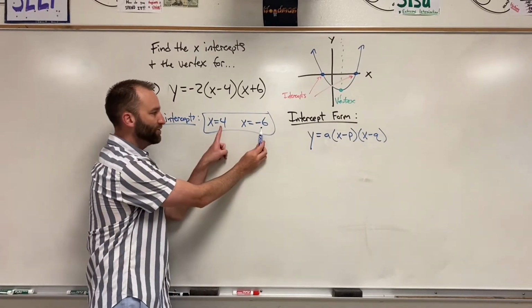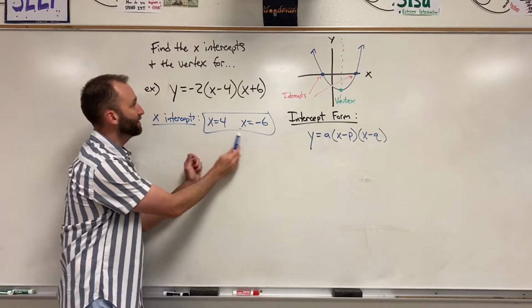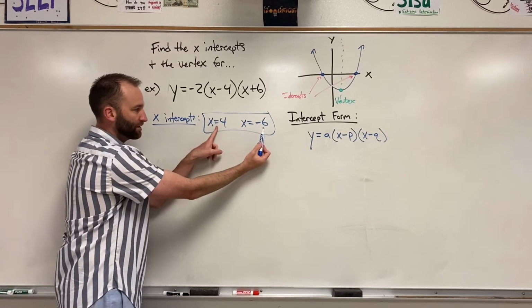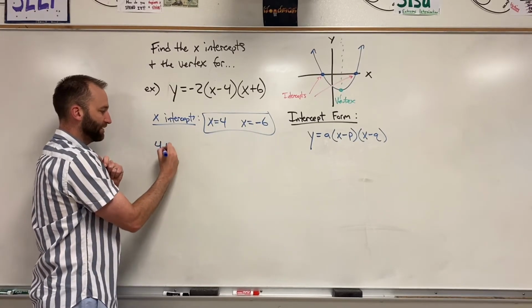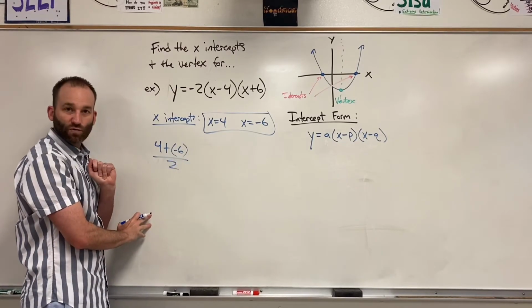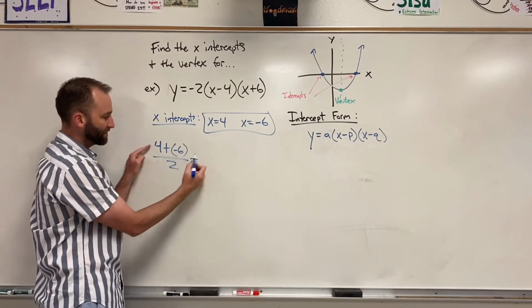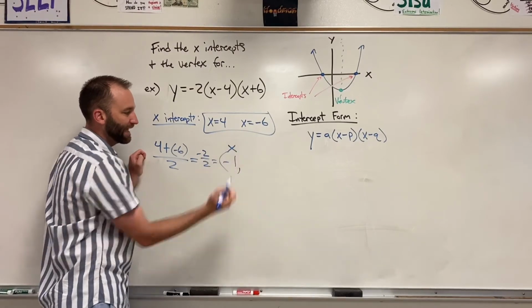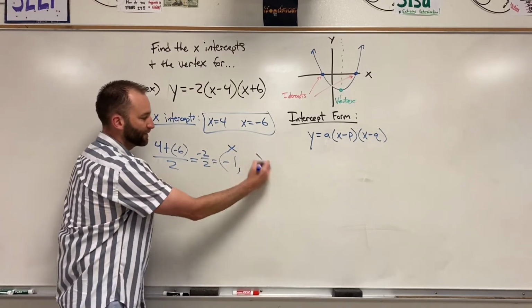But now I want to know where the middle of these 2 points is, to be able to locate where the vertex is. So let's find the middle of these 2 points. We're going to add them together. I've got 4 plus -6 and then divide by 2. This gives me -2 divided by 2, which is -1. That represents the x coordinate of my vertex.